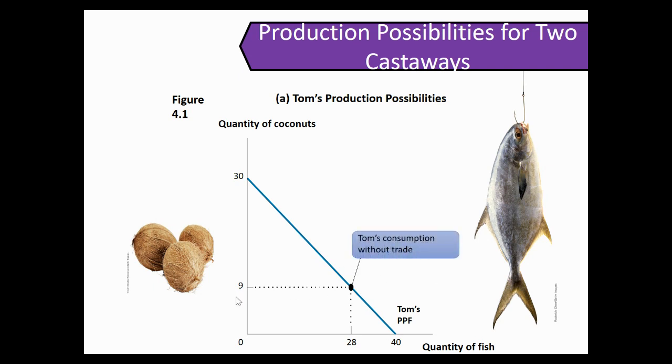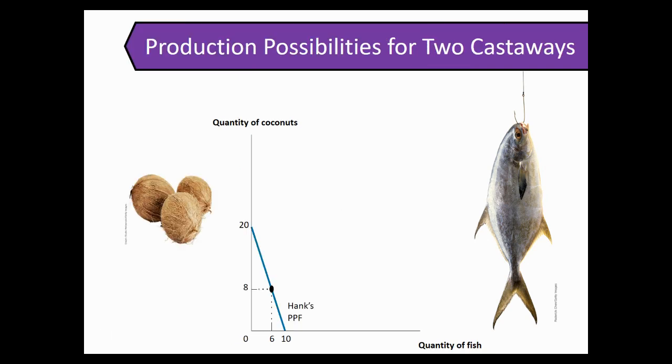Without trade, here Tom can consume anything on his production possibility frontier. He can make 30 coconuts or 40 fish or any combination. So right here he's making 28.9, which is right there on the line. Can he be out here? He could if he specialized and traded with someone.